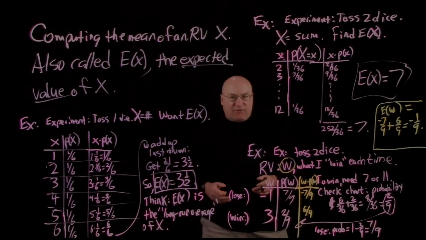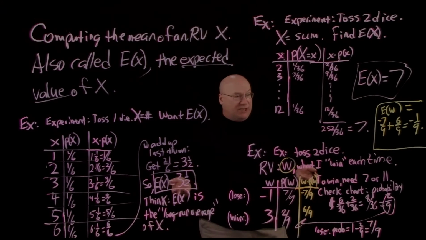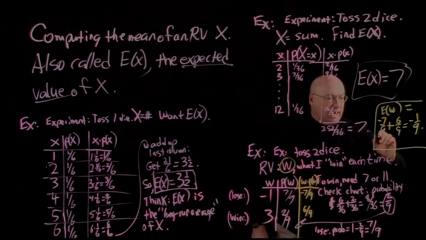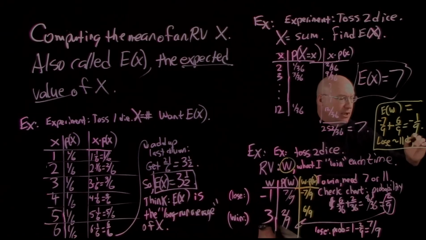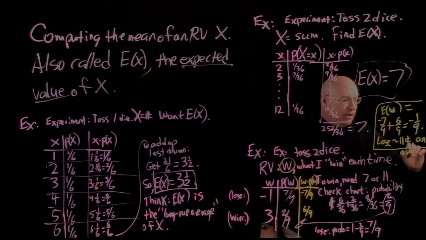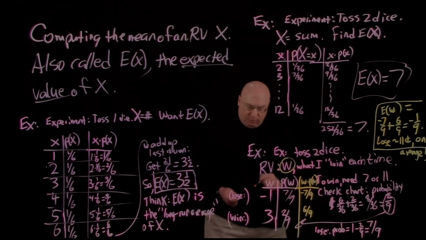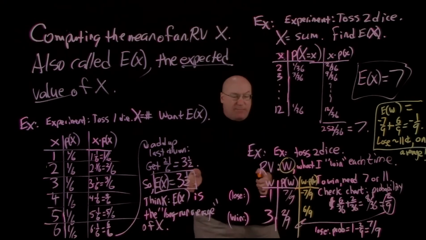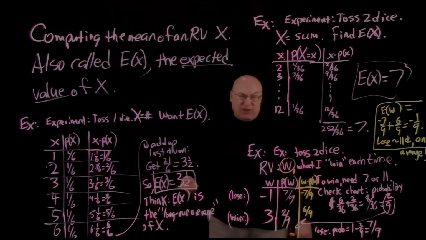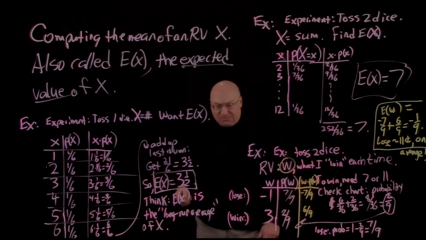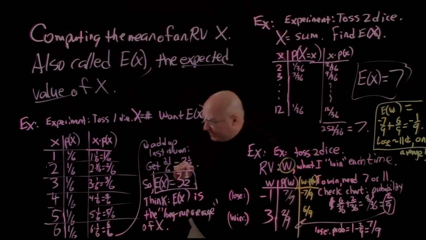So on average, I win -1/9 of $1. So in other words, I lose about 11 cents. And let me say again, that's on average. I lose about 11 cents. I will not lose 11 cents in any one time I play it, but if I play it over and over and over, on average, I'm losing 11 cents every time. Let's do the final example.